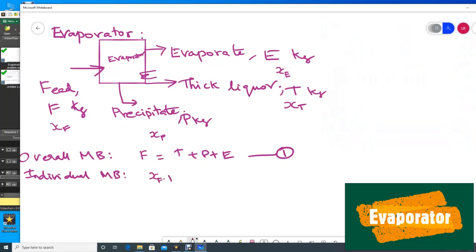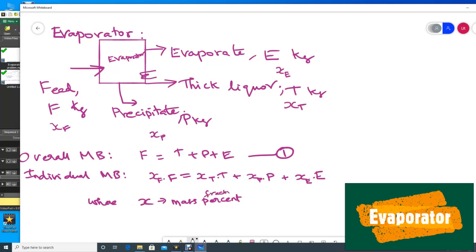How do we write the individual material balance? The mass fraction of solids in the feed is xf. So xf into F is equal to xt into T, where xt is the mass fraction of solids in the thick liquor, plus xp into P, where xp is the mass fraction of solids in the precipitate, plus xe into E, where xe is the mass fraction of solids in the evaporate. Mostly xe equals 0, because solids carried away with the evaporate will be minimized by various means.